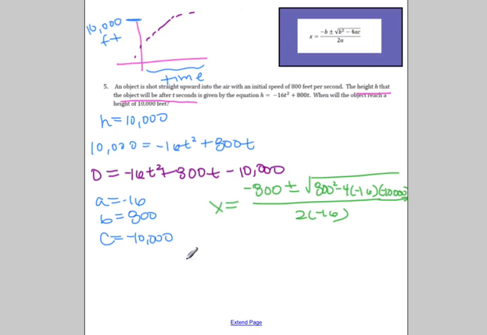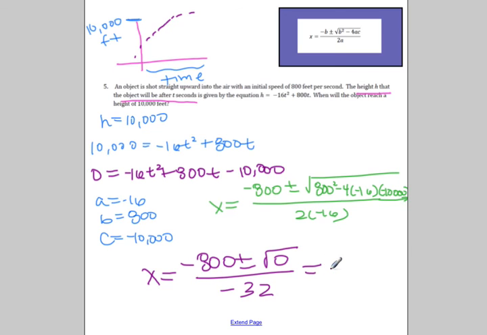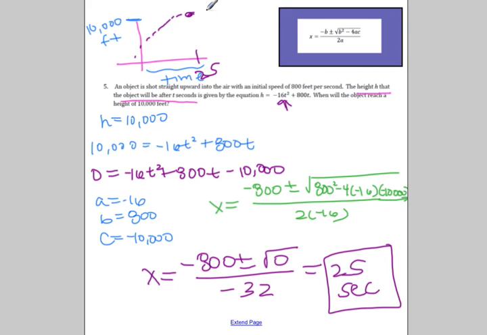On my calculator, if I type it in, I'll have x is equal to negative 800, plus or minus, all of this will simplify to the square root of 0, all over negative 32. So there's only going to be one solution, so negative 800 divided by negative 32 will give me 25. And what is x representing, or in this case it's t? It is time, and the time is in seconds. So at 25 seconds, the object shot up will be at 10,000 feet.